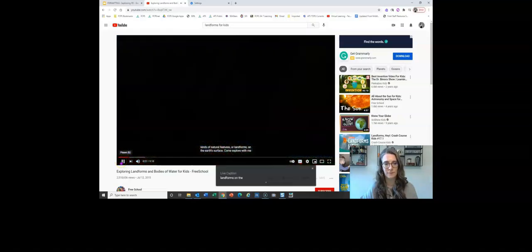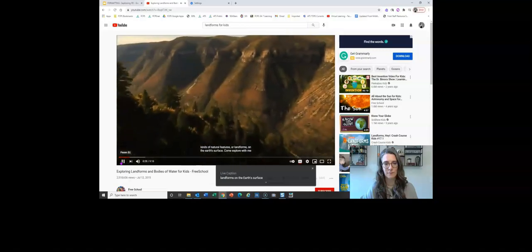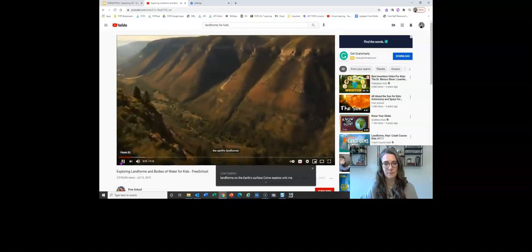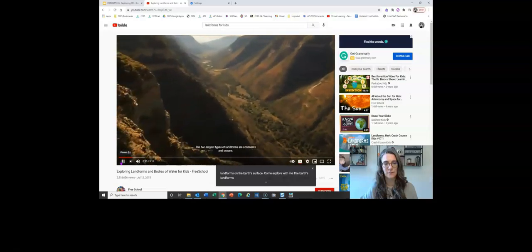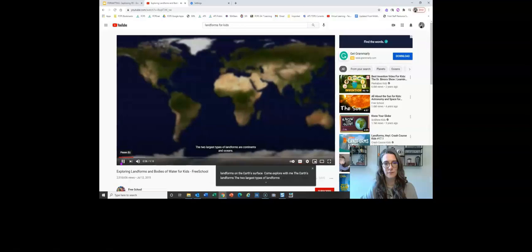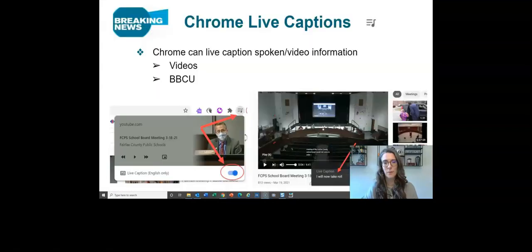Landforms on the Earth's surface. Come explore with me the Earth's landforms. The two largest types of landforms are continents and oceans.